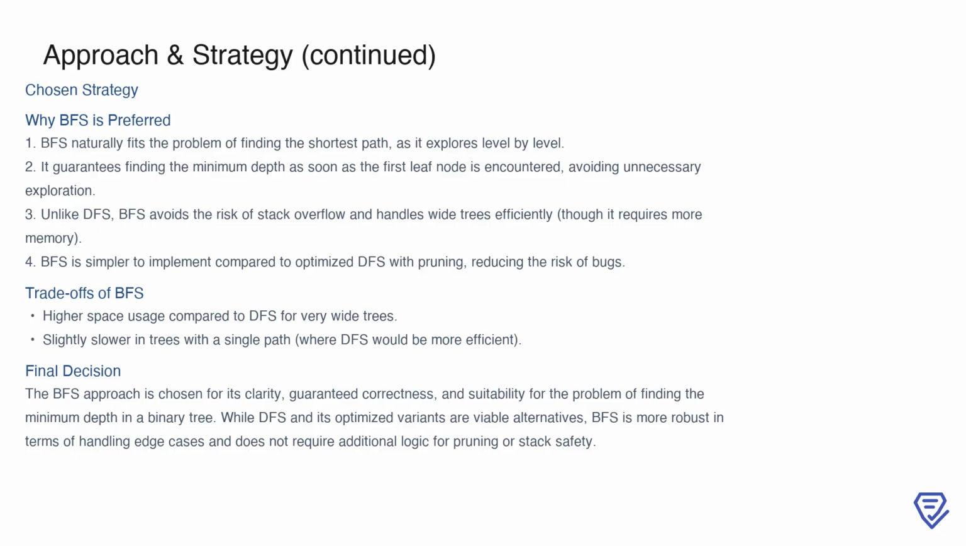Compared to optimized DFS with pruning, BFS is simpler to implement and avoids the need for additional logic to manage a global minimum or early termination conditions. Overall, the straightforward nature of BFS and its alignment with the problem's requirements make it the most suitable choice for finding the minimum depth of a binary tree.